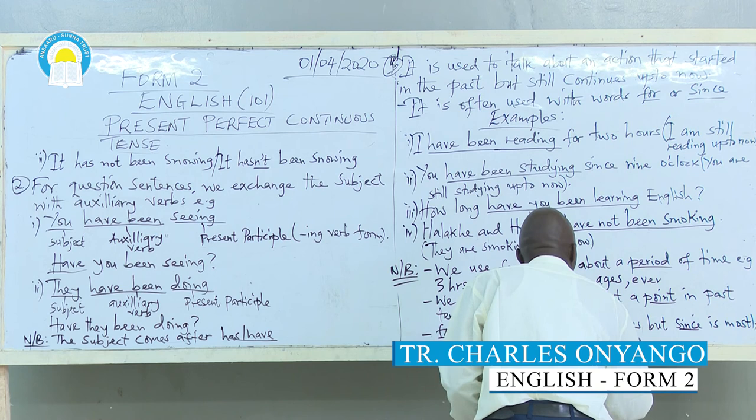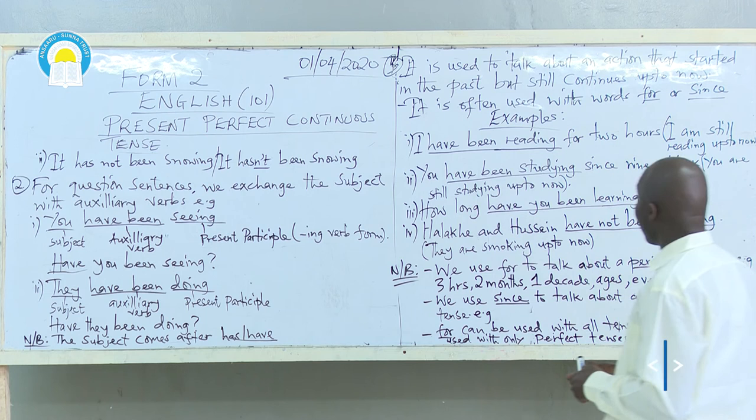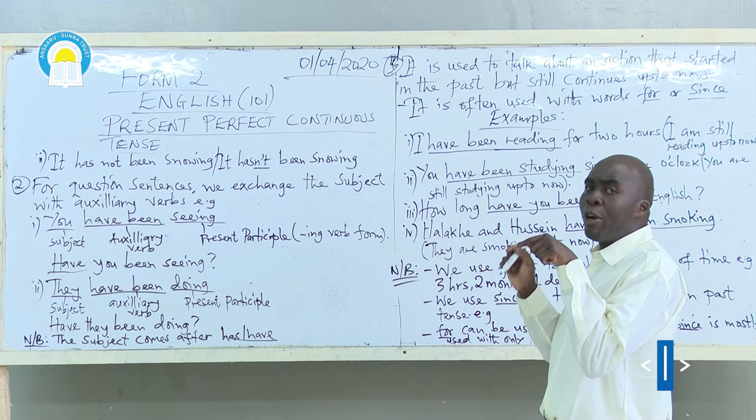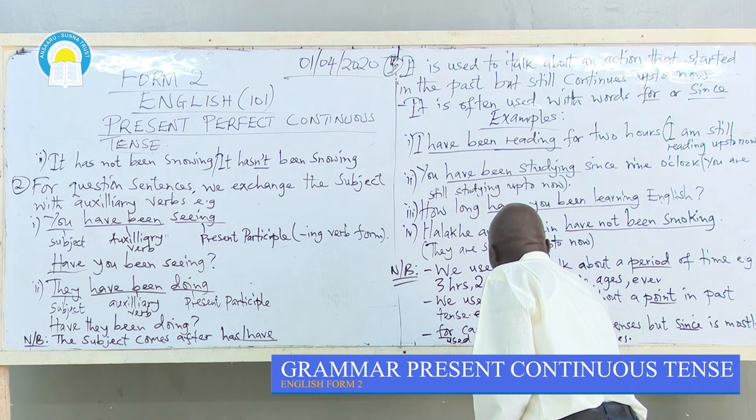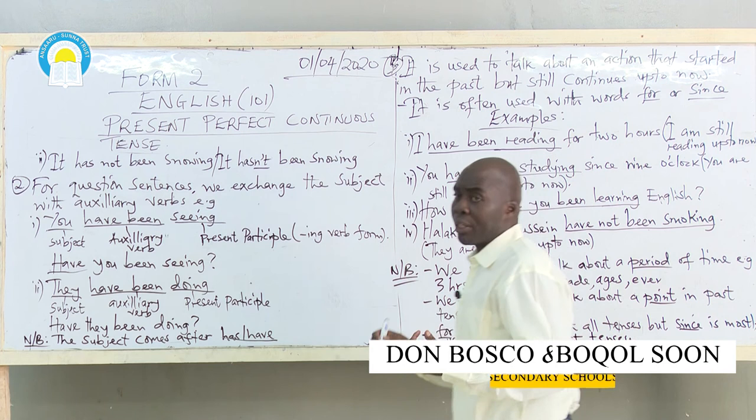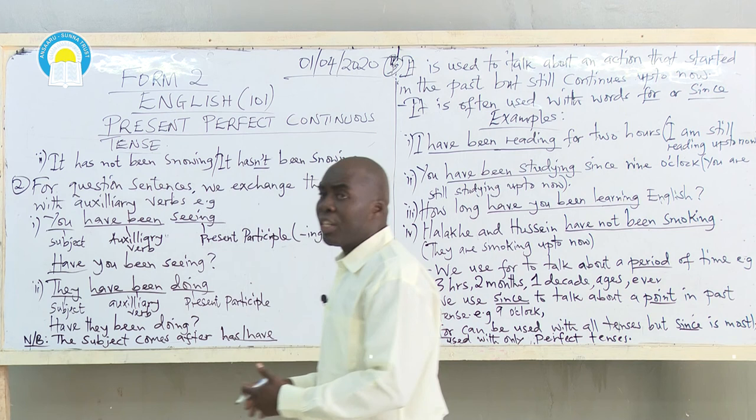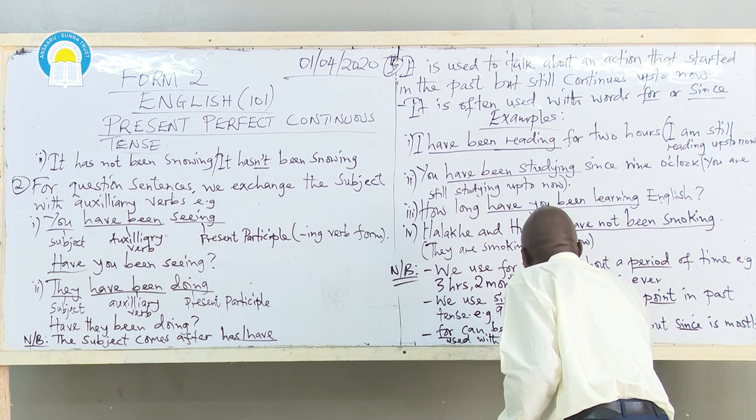So back to what we were doing, we use since to talk about a point in the past. E.g., so instead of talking of 3 hours, because that one is telling you about a period of time, then we can talk of a point in time. So here you talk of 9 o'clock. So you're talking about a point in time. Then another example, because instead of talking of months, 2 months, 3 months, and so on, you can specify and you talk of 1st January.